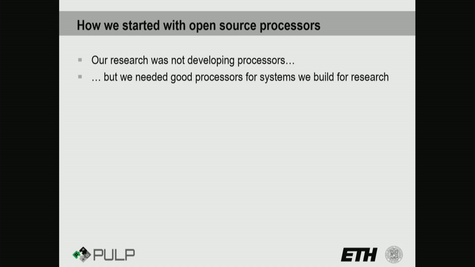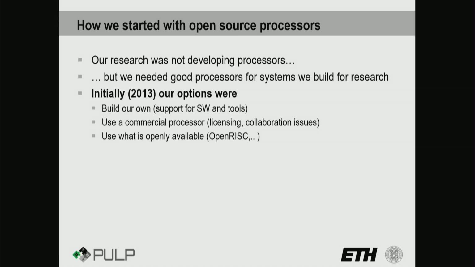Actually, our research originally was not really developing processors at all, but it was a requirement because we needed good processors for the systems we built for research, and we needed to tweak them. So initially, our options were basically either build our own, so also including the software support and the tooling that goes with it, or use a commercial processor with all the licensing issues and collaboration issues that come with that.